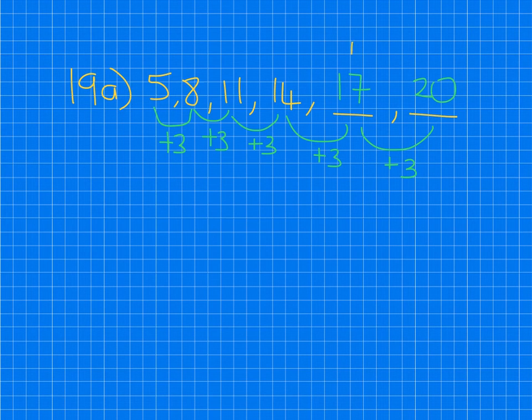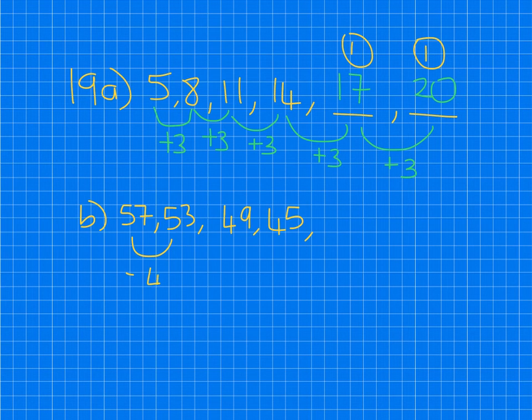There's 1 mark for 17 and 1 mark for 20. The next sequence is a descending sequence. Again, look at the difference between consecutive terms. This time we're subtracting 4, which tells us the next term must be 41 and the next term 37. Again, 2 marks, 1 for 41 and 1 for 37.